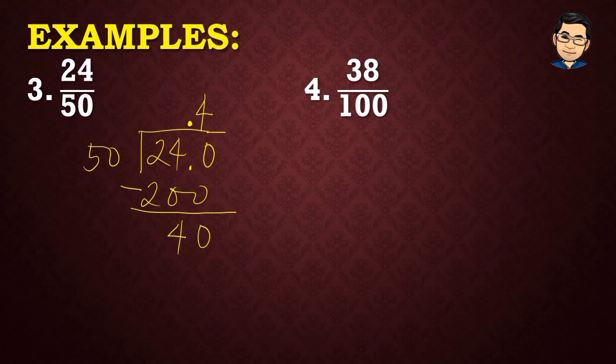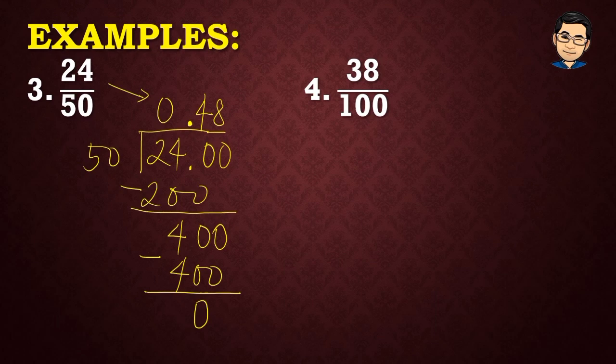2 minus 2, that is 0. Now, 40 divided by 50 cannot be. So we need to add again another 0. So magiging 400. So 400 divided by 50, that is 8. And then 8 times 50, that is 400. We subtract, the answer is 0. So 24 over 50 is equivalent to 0.48. Next, 38 over 100.